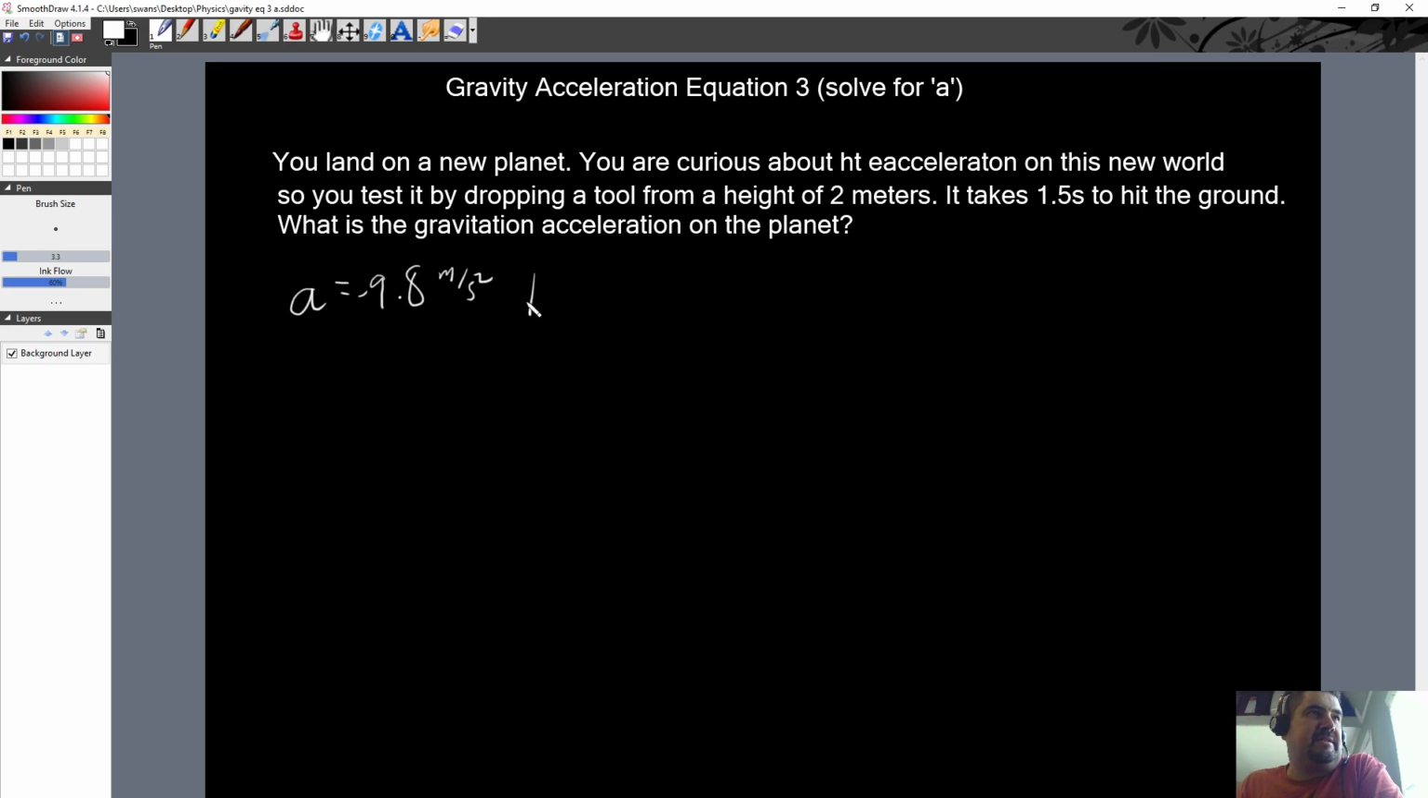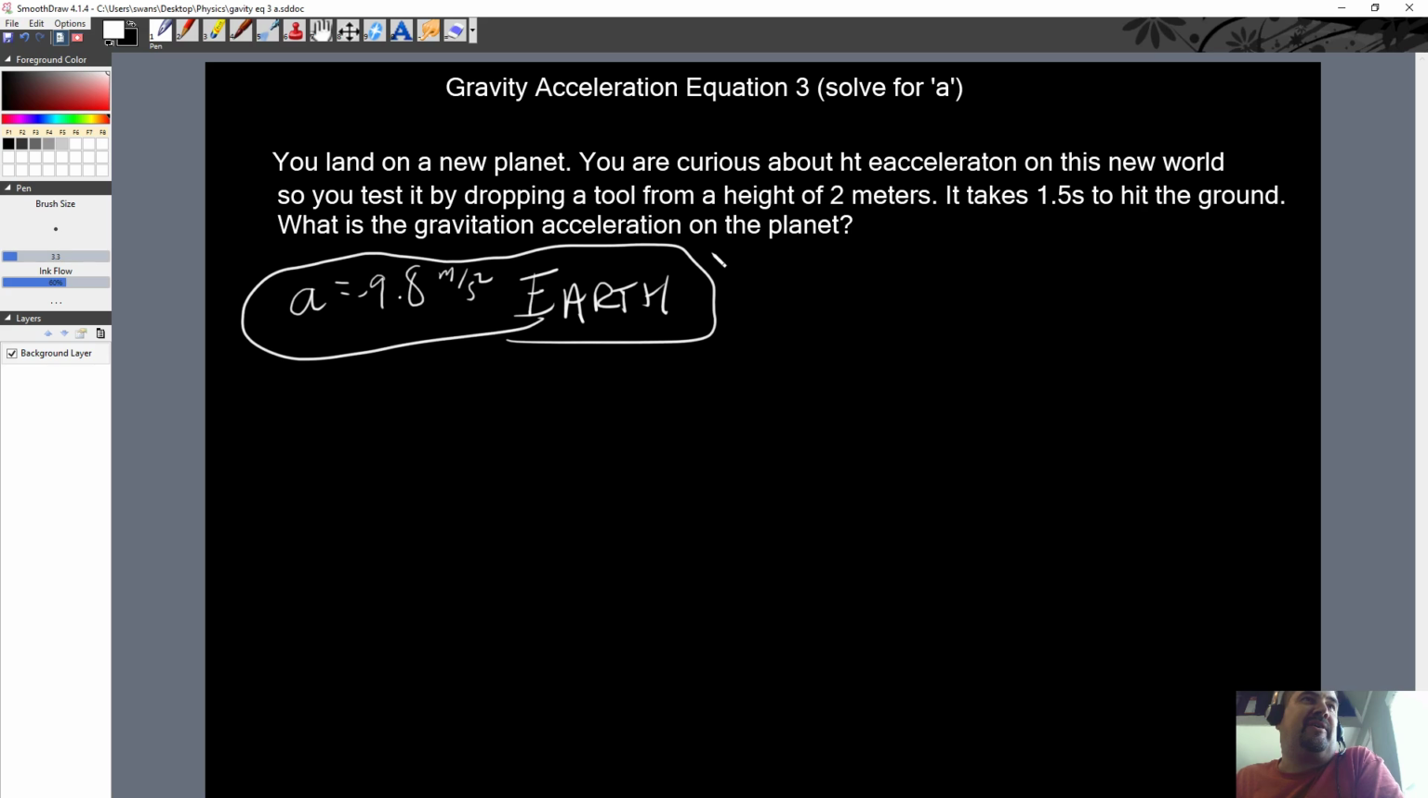But just to let you know, that is on Earth, which pretty much all our problems are, correct? So the exception to the rule is when you're on a new planet. It's not negative 9.8. That's only on Earth, because Earth is a certain size, and some planets have stronger gravity and other ones have weaker. So here's a problem where it is not 9.8.